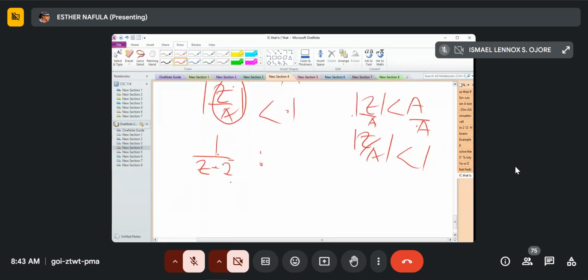I want to manipulate this function such that I have a z over a appearing somewhere. So how to arrive at that? Obviously, if you divide through by a, then you'll have a z over a appearing. But now you have to do it for both the numerator and the denominator. So you say 1 over a divided by z over a minus 2 over a.